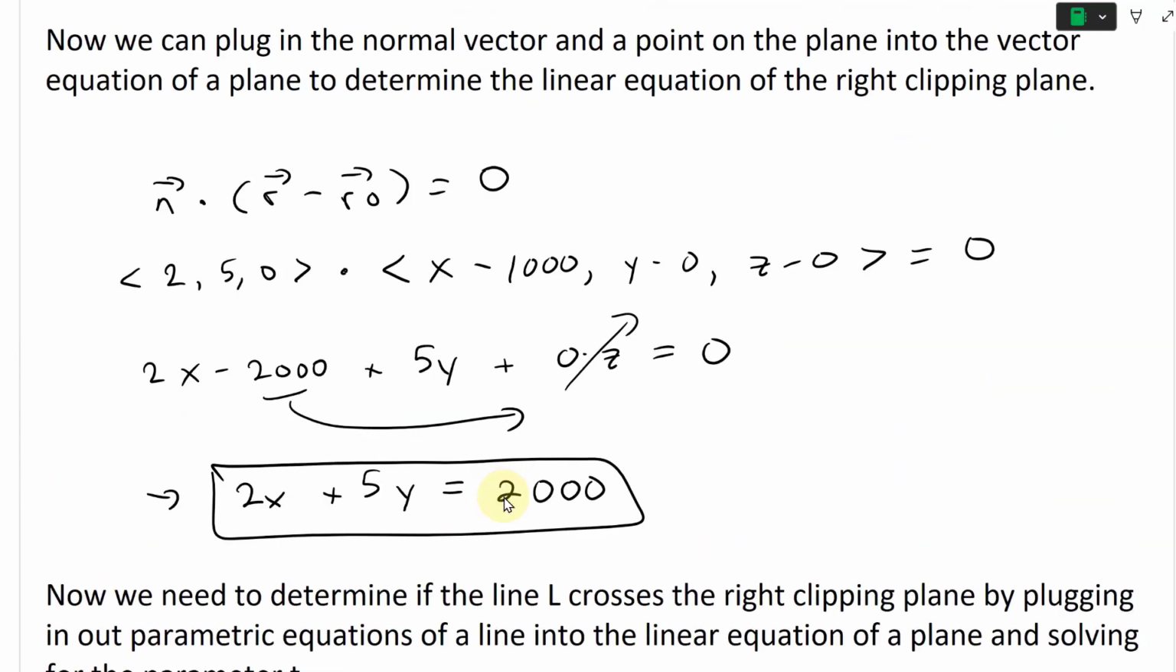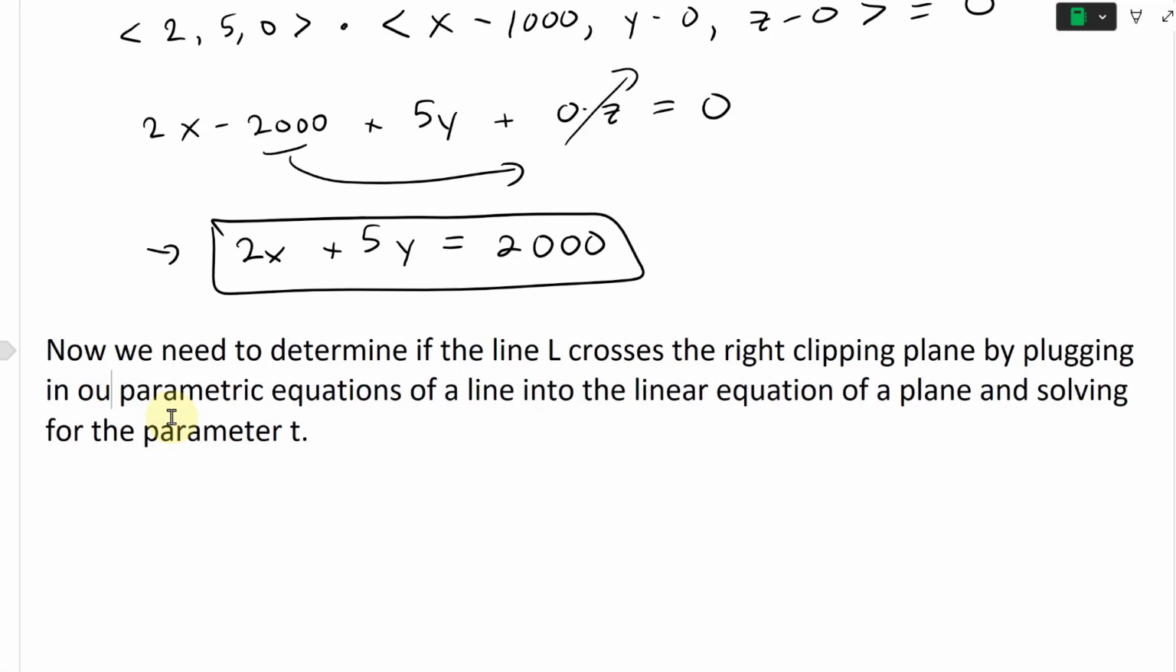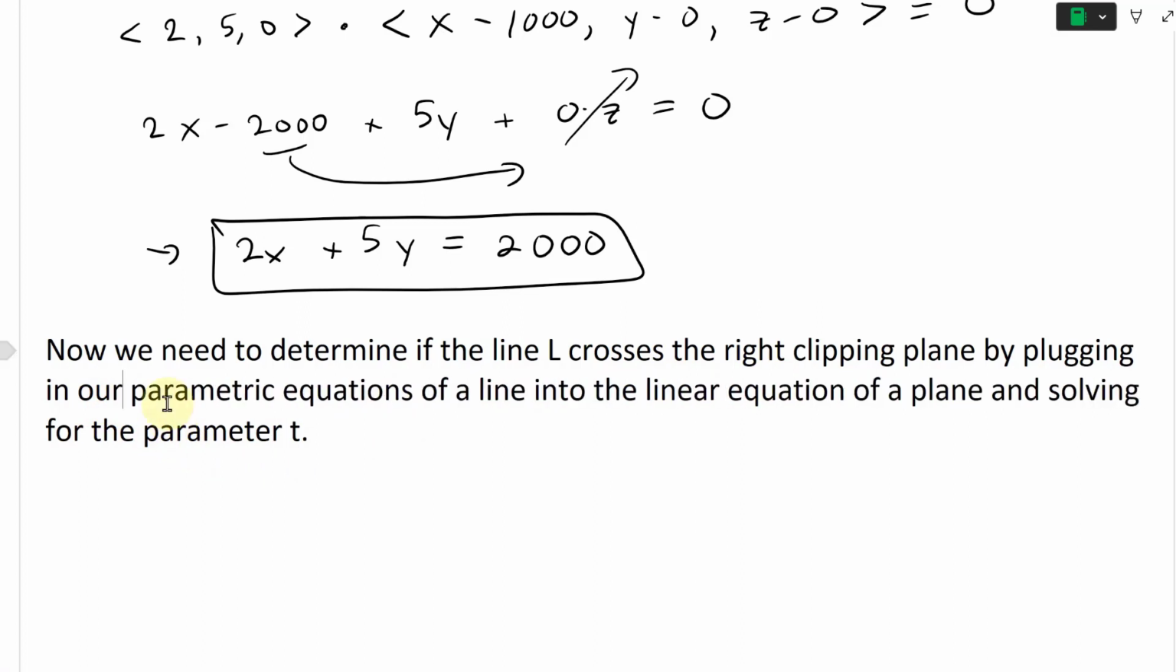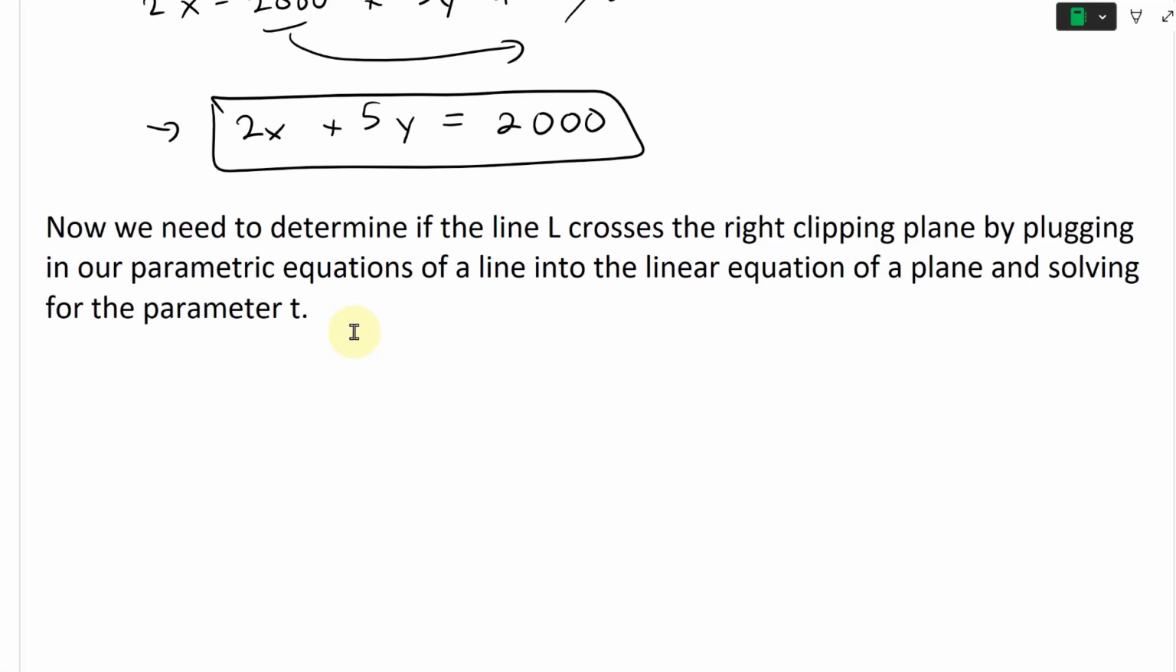Alright, so now we've got that. Now we need to determine if the line crosses the right clipping plane by plugging our parametric equations of a line into the linear equation of a plane and solving for the parameter t. That's the linear equation of a plane; this was the vector equation. There's a linear one, and let's plug it in.